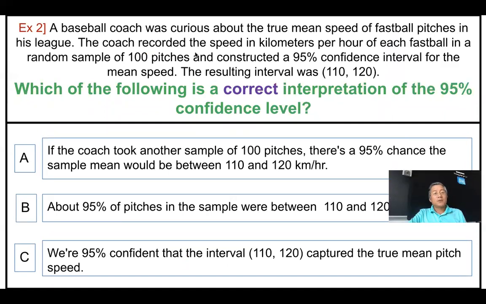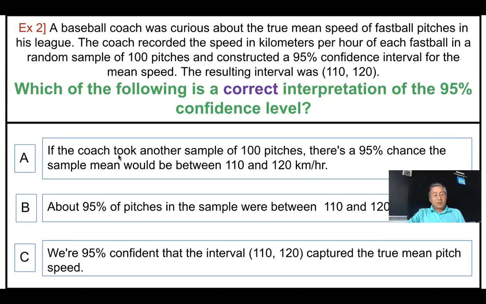A baseball coach was curious about the true mean speed of fastball pitches in his league. The coach recorded the speed in kilometers per hour of each fastball in a random sample of 100 pitches and constructed a 95% confidence interval for the mean speed. The resulting interval was 110 through 120. Which of the following is a correct interpretation of the 95% confidence level? Now, two of them are wrong, one of them is correct.